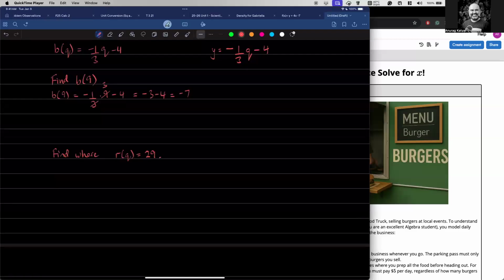So I gave you the value of the dependent variable, which is 29, and I'm asking you to find the value of the independent variable. It's a very, very wordy thing. Mathematicians don't like being wordy. We like very, very short, precise things. So what should I do to solve this problem?